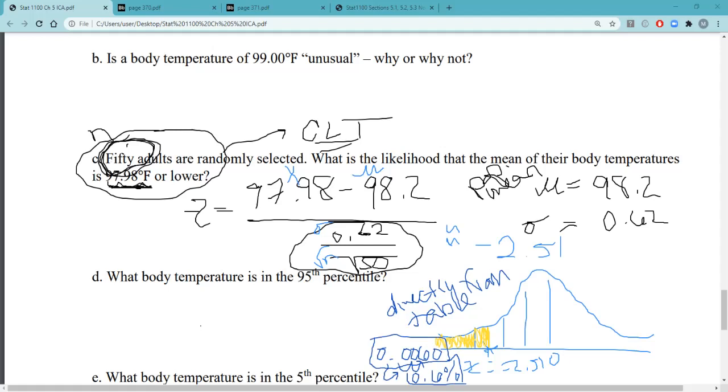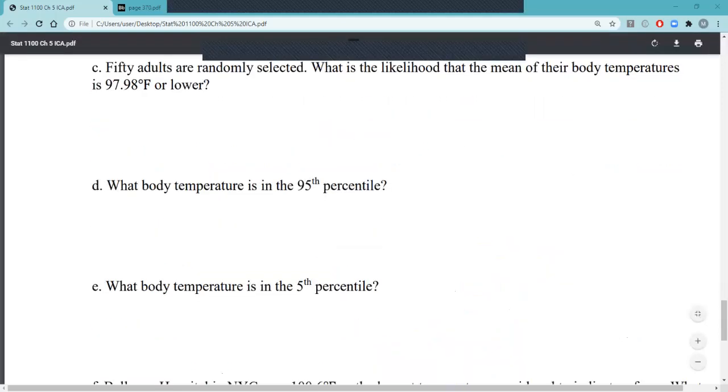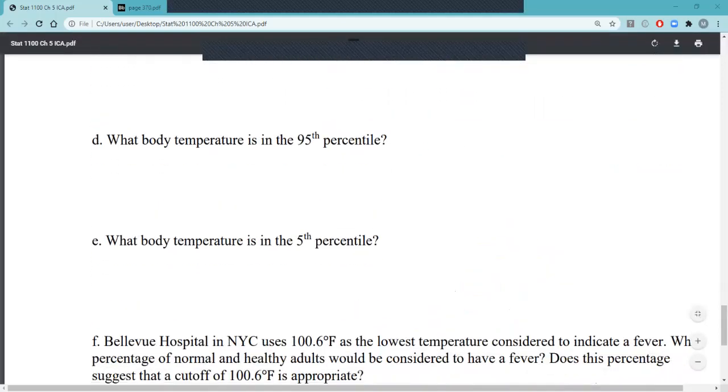Okay, so remember that key that told us the central limit theorem was that we were taking a sample. Let's go ahead and look at D and E. So notice here we're talking about percentiles. So I'm going to go ahead and sketch this out.